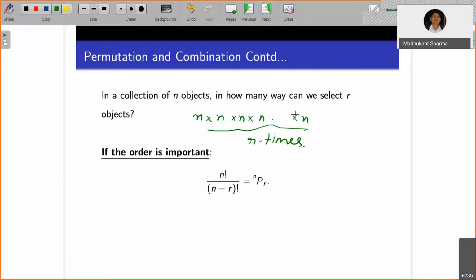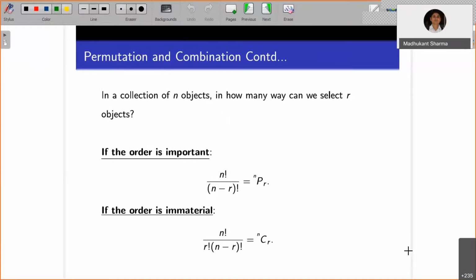Now you are talking about without replacement. If the order is important, then you have n factorial divided by (n minus r) factorial. That is known as the permutation, nPr. Now, if the order is immaterial, then you have nCr ways. If you go back and check your combination, nCr is given by the formula n factorial divided by r factorial into (n minus r) factorial. You will soon realize, by looking at some examples, how these are applied.